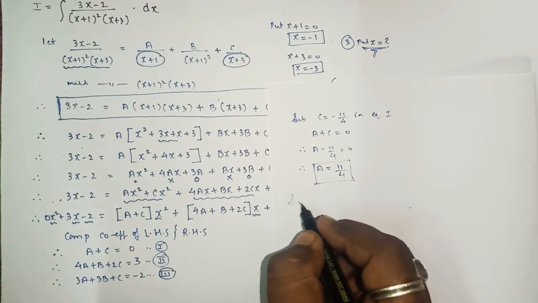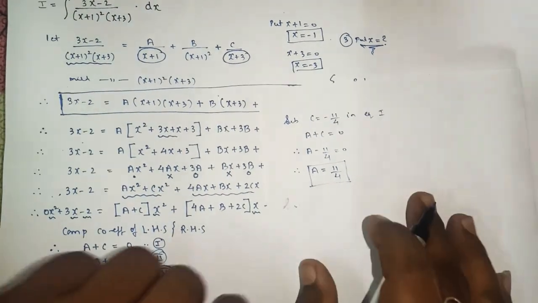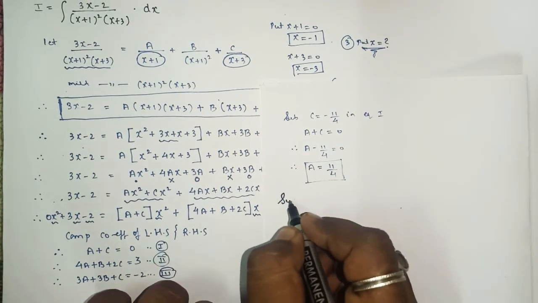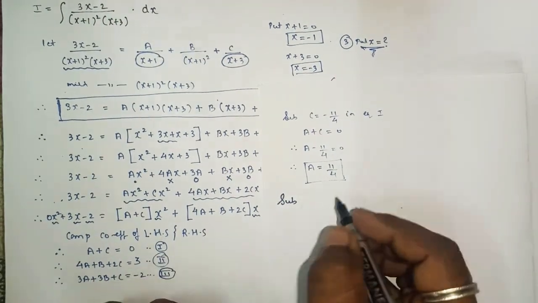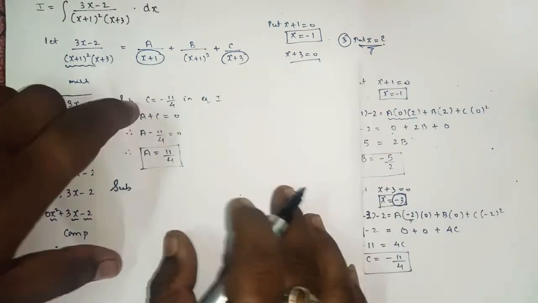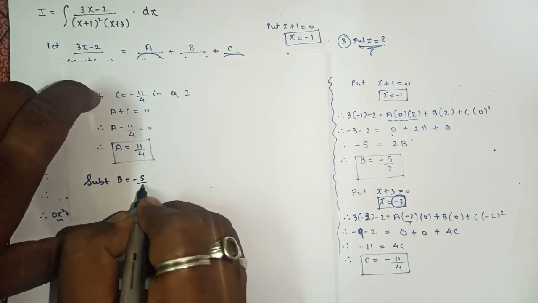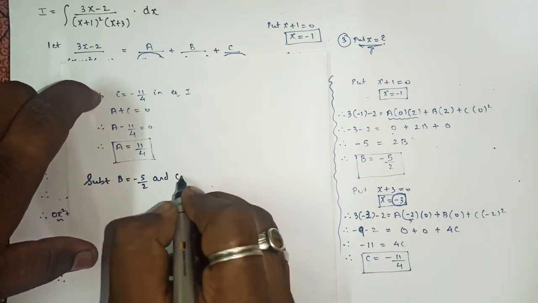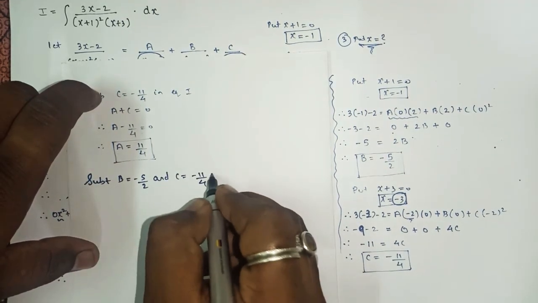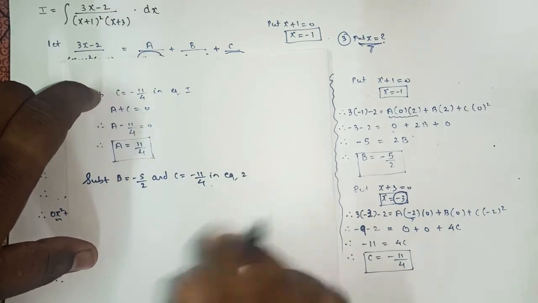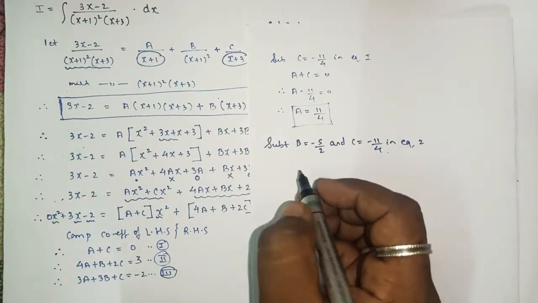for the second equation we require the value of b and c. So here we have b as minus 5 by 2 and c as minus 11 by 4. Let's substitute these in equation number 2. Now we'll check whether we are getting the same answer or not.